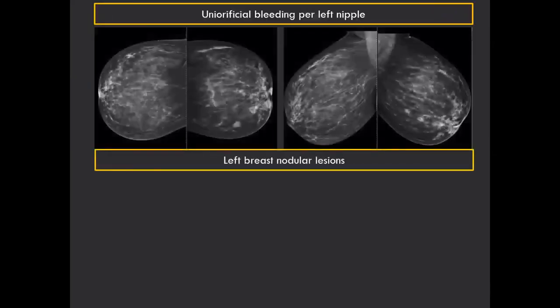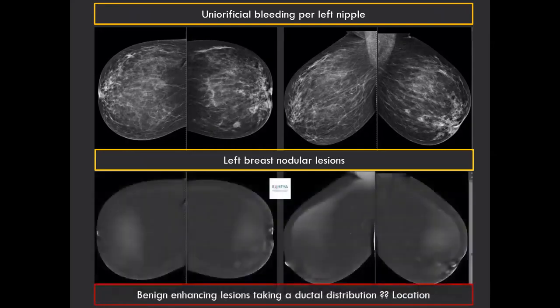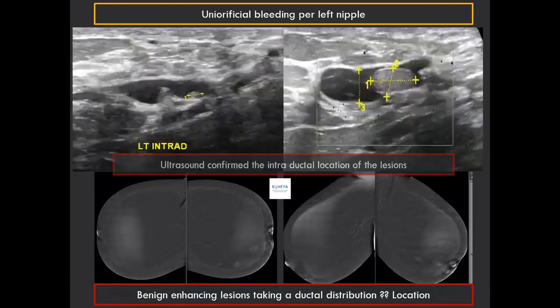This is another patient. She had uniorificial bleeding per left nipple. She had left breast multiple linearly arranged and nodular lesions. And this was her contrast mammogram, which showed the same findings. Nothing was added to the mammogram. The same findings were seen. We can never decide whether these lesions are intraductal or not, whether they are benign or malignant, based on what we see on the contrast mammography.